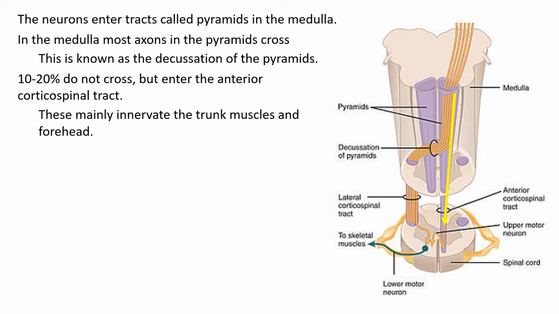Now, the ones that don't cross mainly innervate the trunk muscles and the forehead. And this is often why people with strokes, their trunk and their forehead are not affected, because it tends to affect the decussed neurons that serve the limbs.